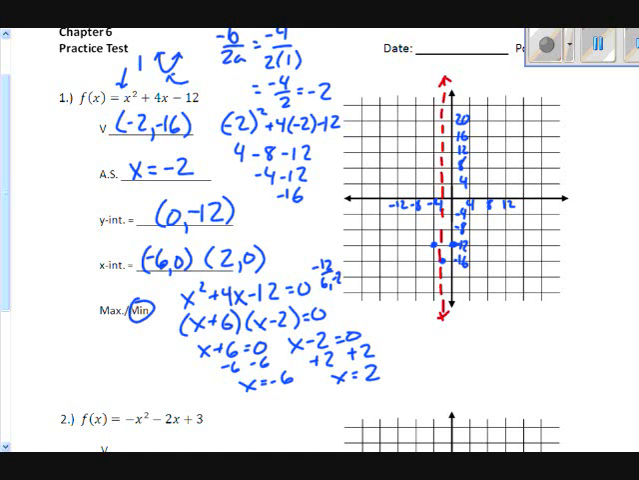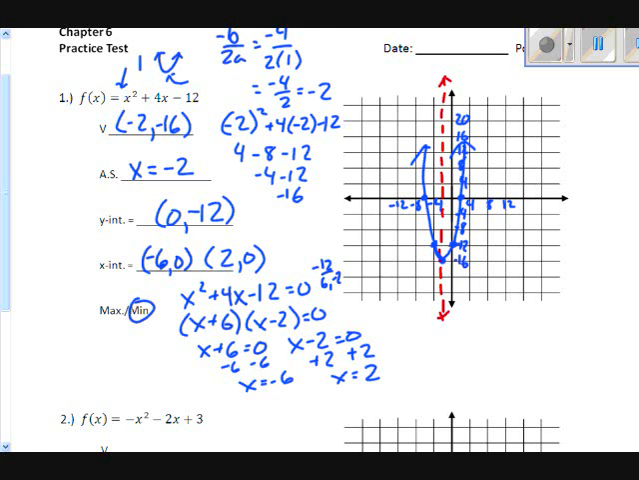Axis of symmetry is a mirror. And then the negative 6, 0 is right here. The 2, 0 is right here. And again, those points are already reflections of one another. And I draw my graph.